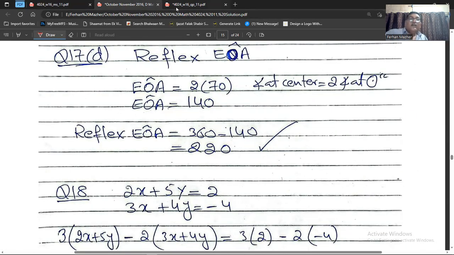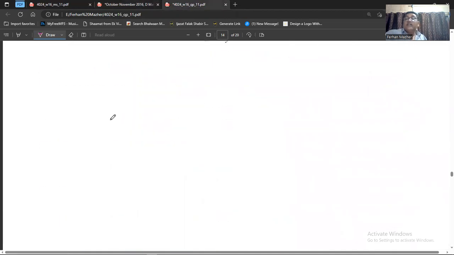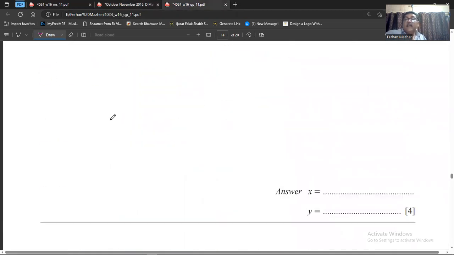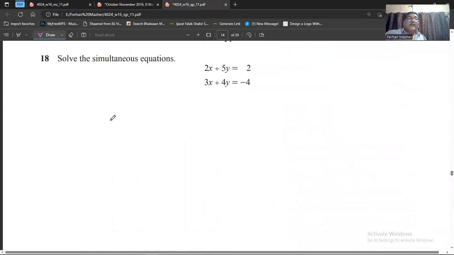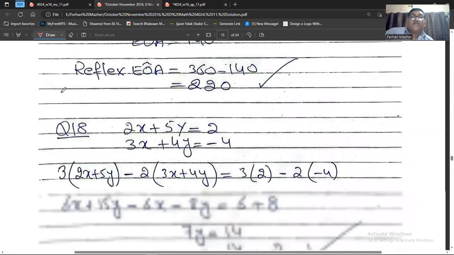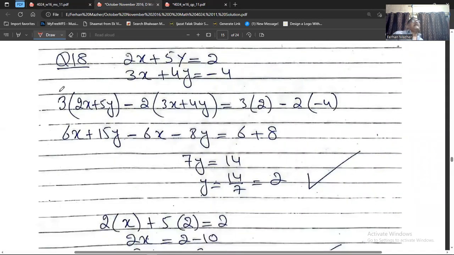Hopefully you understand. Okay, now we are going to the next question, question number 18, and it is of 4 marks. Here we go. He says solve the simultaneous equations. So we have 2x plus 5y equals 2, and 3x plus 4y equals minus 4. So what you do, you multiply the first equation with 3, and multiply the second equation with 2, and then you subtract them. The left side will be subtracted, and the right side will be subtracted.